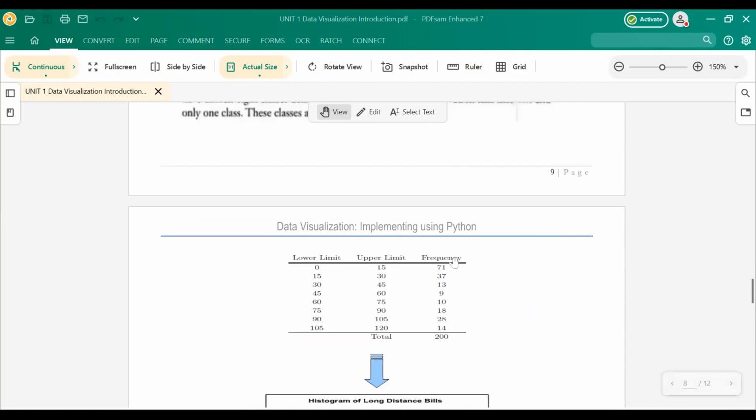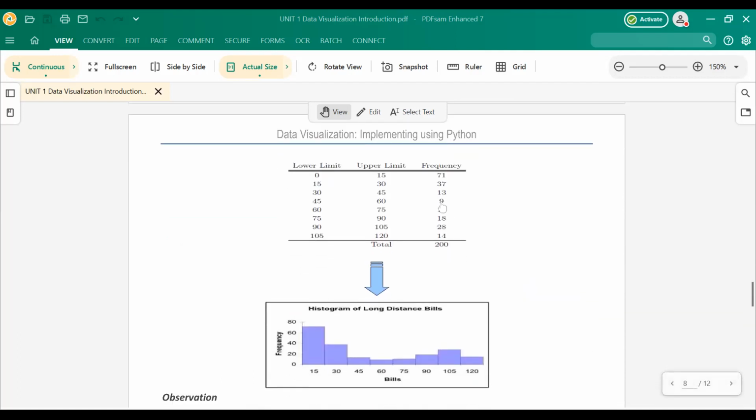So what this fellow has done, he has created these buckets: 0 to 15, 15 to 30, 30 to 45, 45 to 60, and so on, up to 120. Why only 120? Because the maximum number is 119.63. So between 0 and 120, you have to create buckets. You should have around 10 groups. It can be 8, 9, it can be 11, 12.